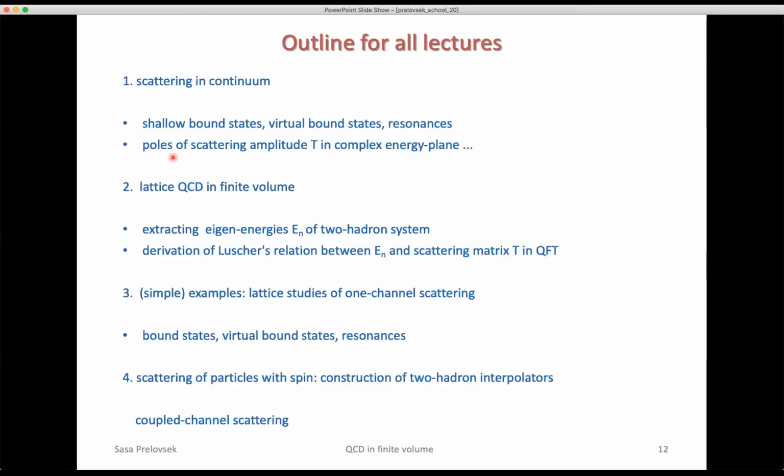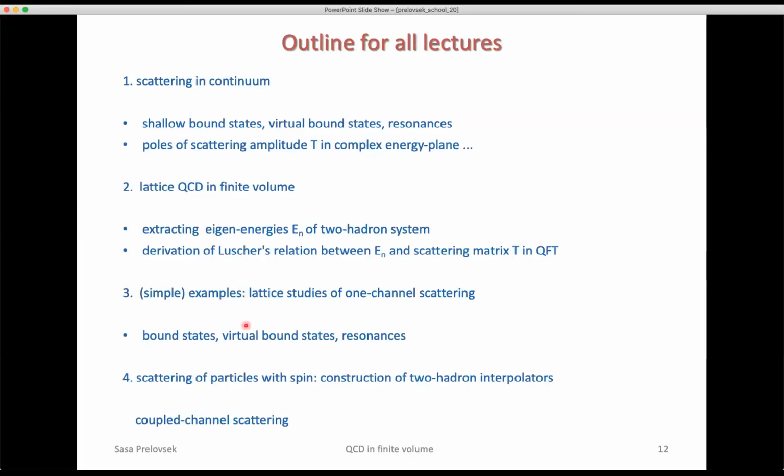Okay, in the next lecture, we'll go to finite volume and we'll learn how to extract eigenenergies of a two hadron system in a finite volume, which you probably know already. So I'll not spend too much time on that. The most important thing will be the derivation of the Lüscher relation, which relates these eigenenergies in the finite volume with the scattering matrix. So this will be a little bit painful derivation. Maybe you've seen the result, but we want to do the lecture, so let's try to at least give you a flavor of this derivation.